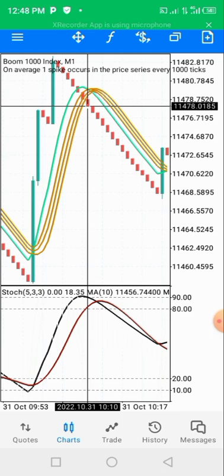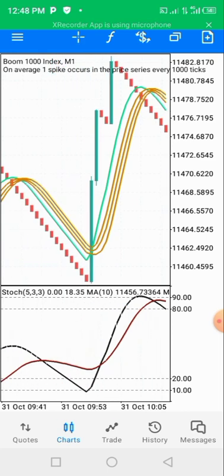So that is it guys. That's just what you have to watch out for. Watch out for the two conditions, and make sure both conditions are met before you take the trade. Okay guys, let's look for another entry.